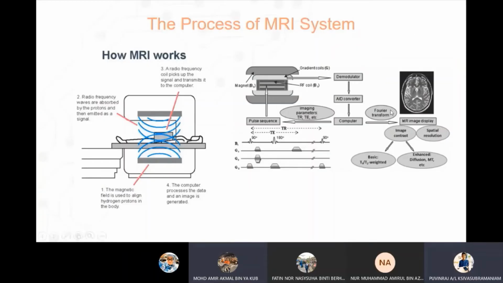How MRI works. First, a magnetic field is used to align hydrogen protons in the body. Second, radio frequency waves are absorbed by the protons and emitted as signal. Third, a radio frequency coil picks up the signal and transmits it to the computer. And the last step is the computer processes the data and an image is generated.